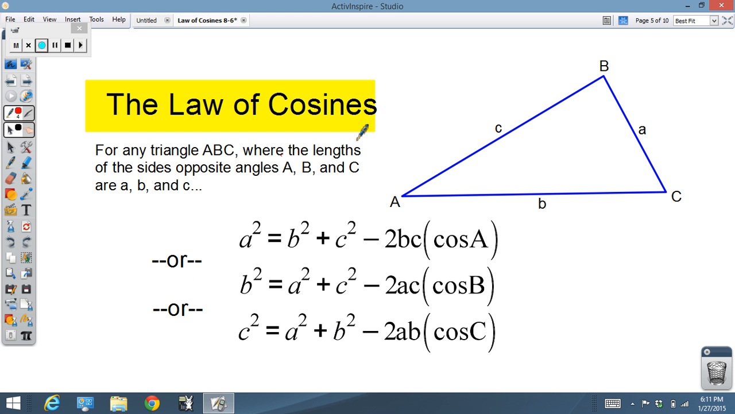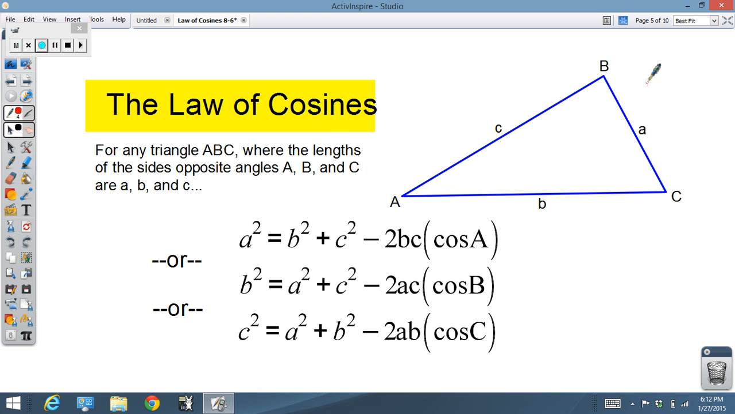Now, you notice I kind of hemmed a little bit when I said we have a squared equals b squared plus c squared minus 2bc times the cosine of A. Know that it applies anywhere on the triangle, okay? It doesn't just have to be a squared and the cosine of angle A in the parentheses, with the other two sides there.